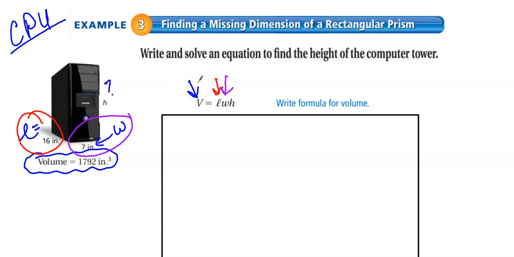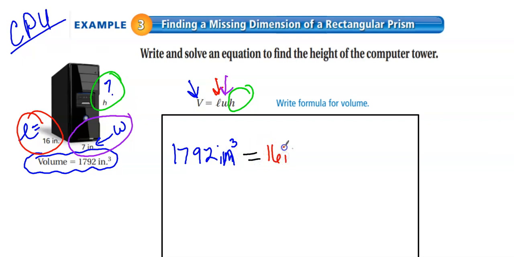So I take each of those 3 numbers that I have. But remember, and maybe I'll do this one in green to make it stand out, this is the unknown number. So I plug in my blue number, which is 1792 inches cubed. Then I write equals. Then I plug in the red value, which is the length, 16 inches. And then I plug in the purple, which is 7 inches, the width. Oops, I didn't mean to write width, I meant to write inches. And then the h is unknown. So now I've got, oh, it's just like the formula: volume equals length times width times height.